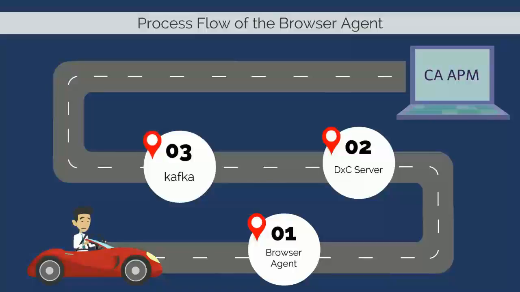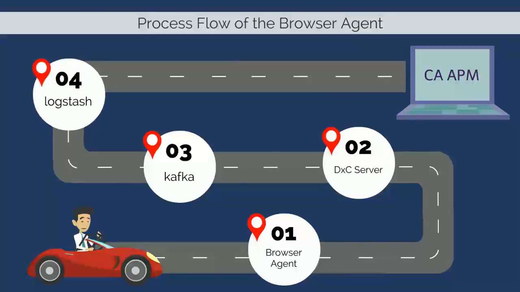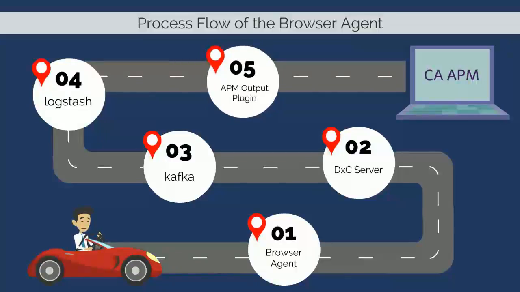The metric data from the browser agent is filtered and verified according to the configured browser agent profiles. The browser agent core files are ba.js and baext.js. Logstash is a data processing pipeline that pulls data from Kafka, transforms the data, and sends to CA APM. The CA APM output plugin transforms the data from JSON format to APM metrics using JSON to APM transformer. The APM agent is the core agent that sends the transformed APM metric data to CA APM.